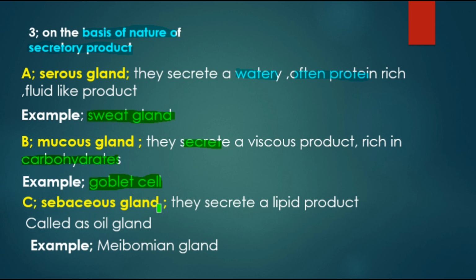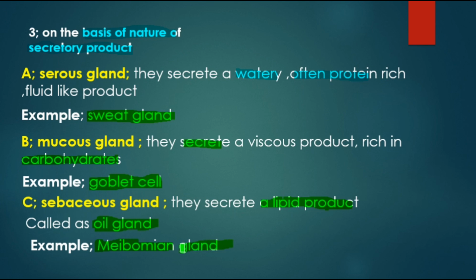Now sebaceous glands secrete a lipid product. Their products are lipid in nature, made from lipid molecules. So they are the sebaceous glands. They are also known as oil glands, because oils are lipid in nature. Here the example is the meibomian glands. The meibomian gland secretes its product, and its product is lipid in nature.